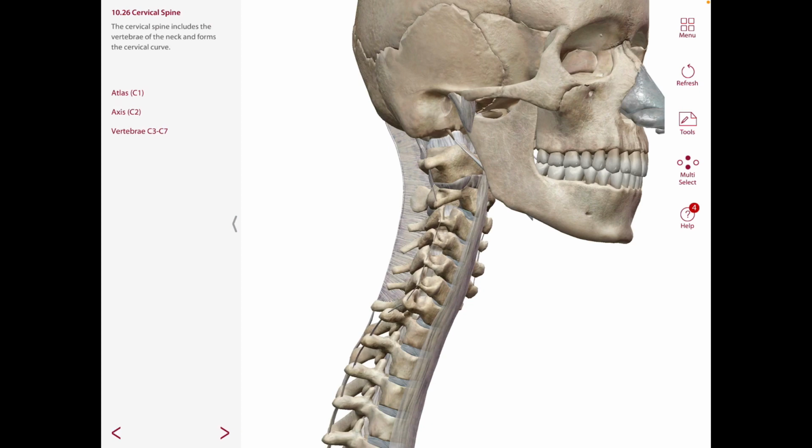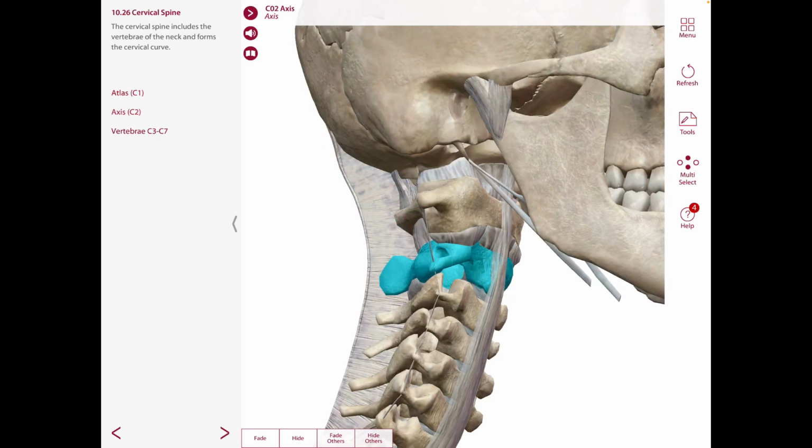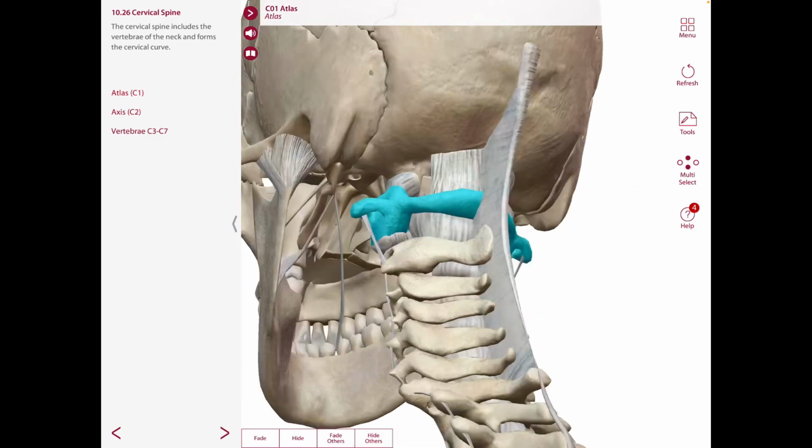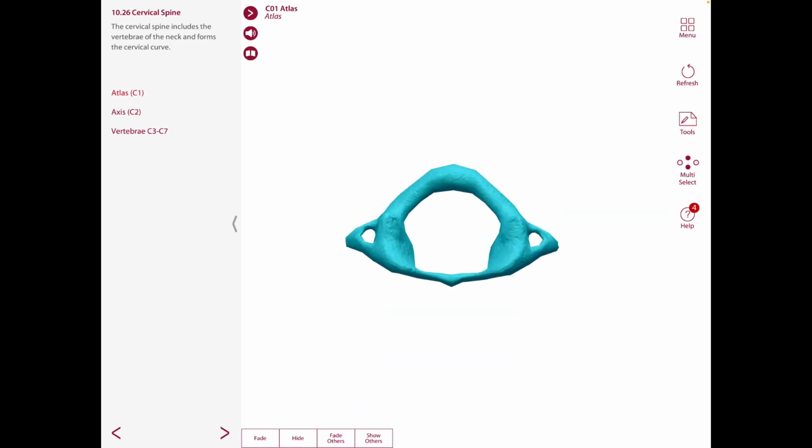In our vertebral column, we only have 2 special vertebrae that have their own specific names, and those are atlas, also known as C1, and axis, also known as C2. So atlas, or C1, is an atypical cervical vertebra with no body and no spinous process. If we hide the others, you can see that it does not have a body or a spinous process.